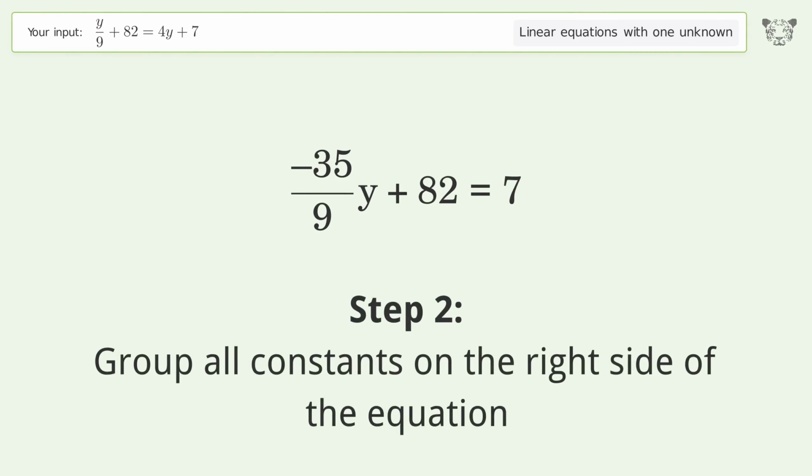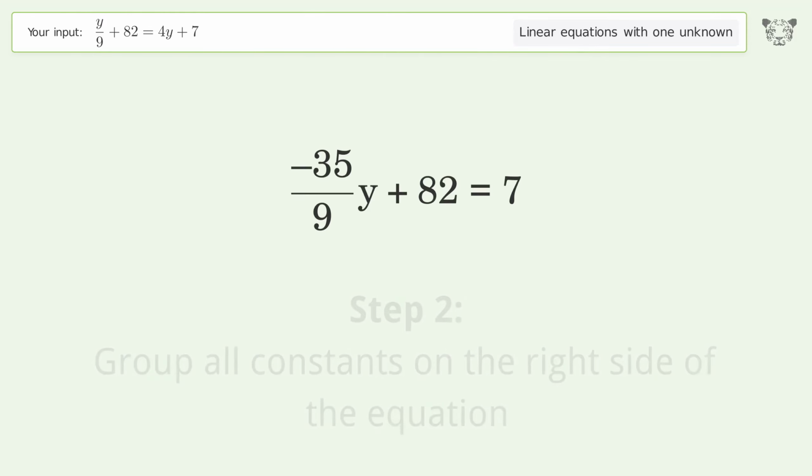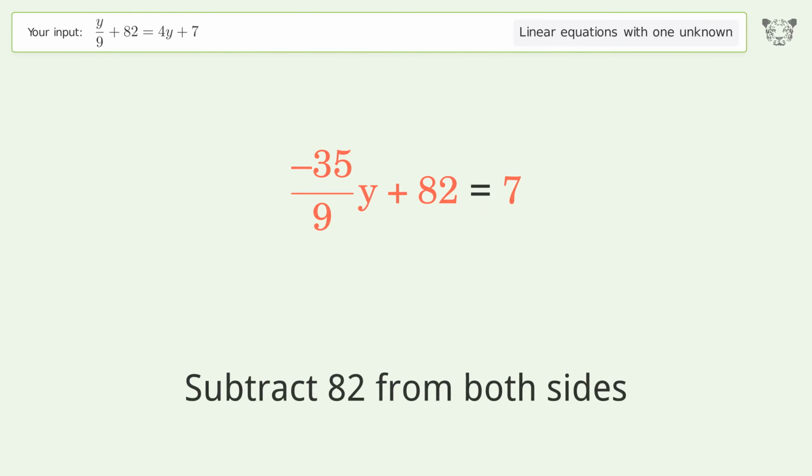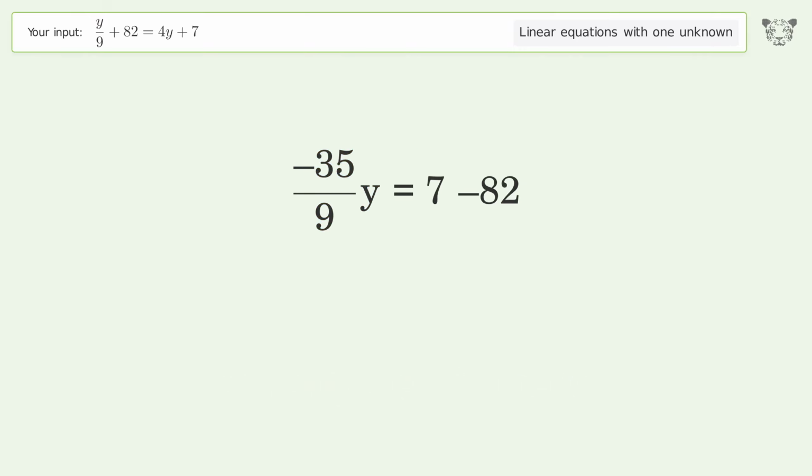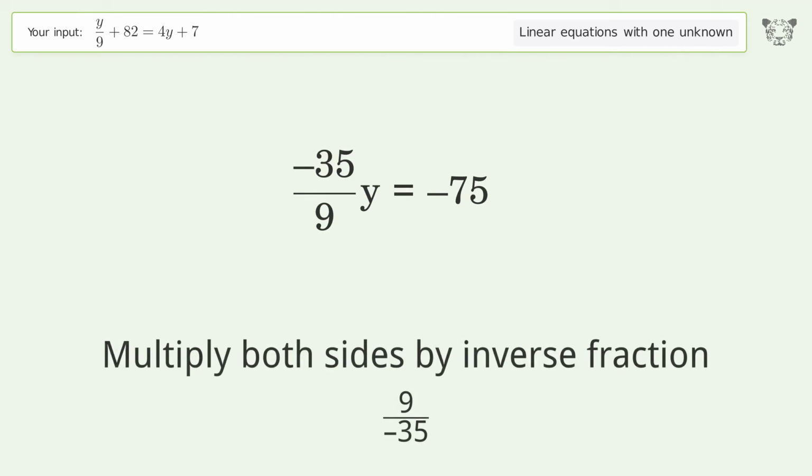Group all constants on the right side of the equation. Subtract 82 from both sides. Simplify the arithmetic. Isolate the y. Multiply both sides by inverse fraction 9/-35.